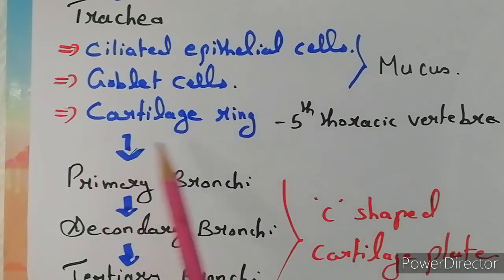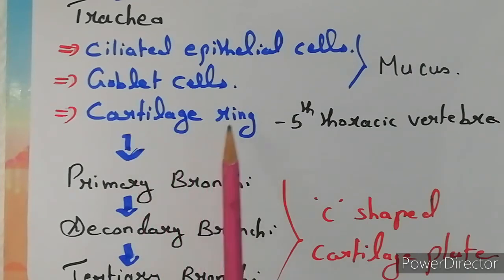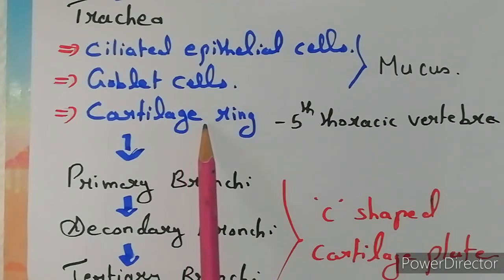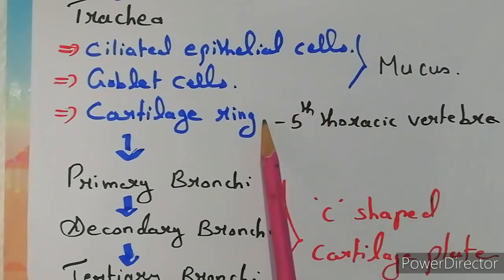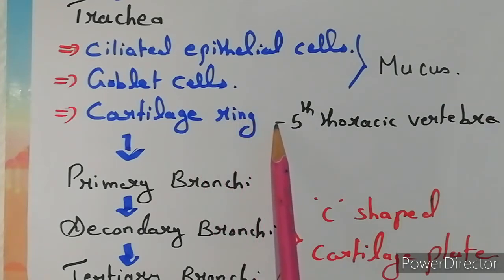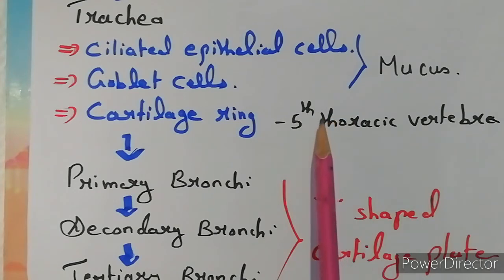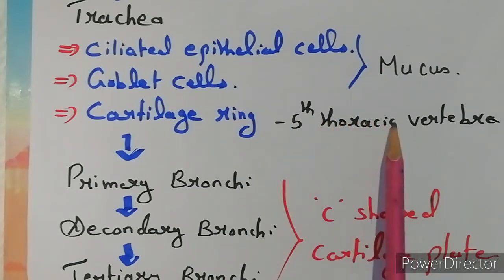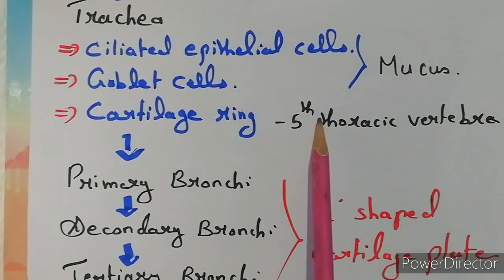Understand? Then the trachea is encircled with several cartilage rings. This trachea extends till the fifth thoracic vertebra. The lungs are at the backside, and the trachea is in the thoracic region, the chest region, right? At the backside there is the vertebral column, until the fifth thoracic vertebra the trachea will extend. Have you got? Below that again it will be enclosed by the diaphragm. Understand? So let me show this.